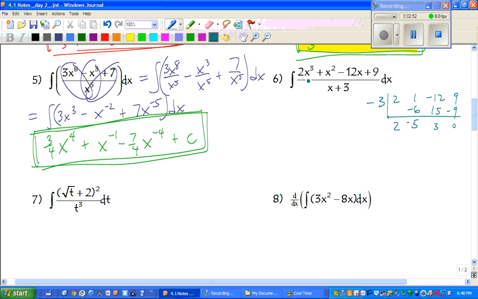So it does divide. If we take that top polynomial divided by the bottom, we're left with 2x squared minus 5x plus 3. Remember, when we're dividing like this with synthetic division, it goes down by 1 degree. Right? X cubed divided by x is going to give us x squared. So this is 1 degree less than what we started with.